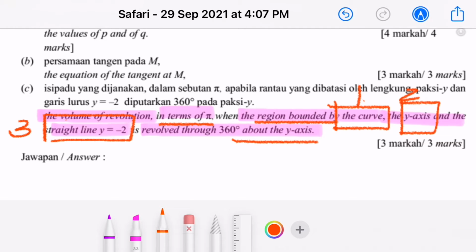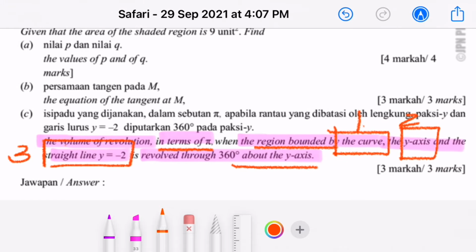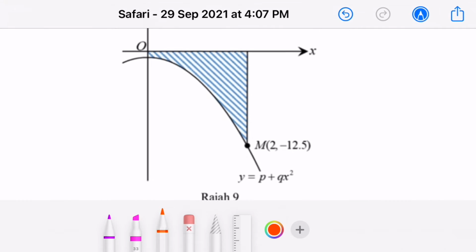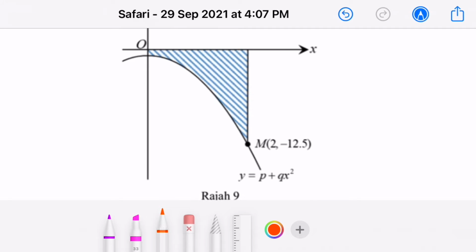Let's go to the curve, and then we highlight the region, the area. Before we find the volume, we must have the region or the area. Okay, so we are given 3 boundaries. One of the boundaries is the curve, right? So let's highlight like this. This is a curve.